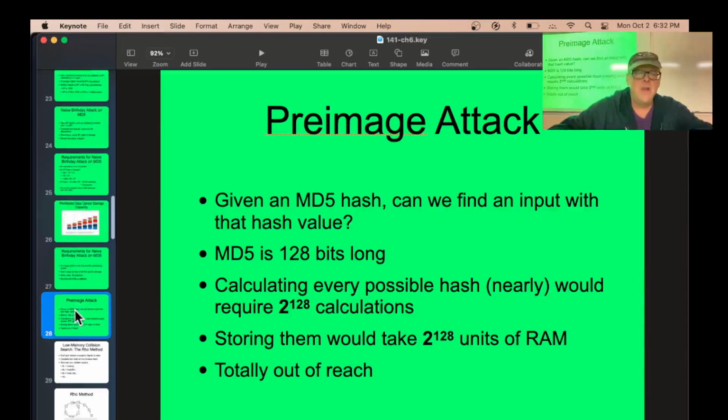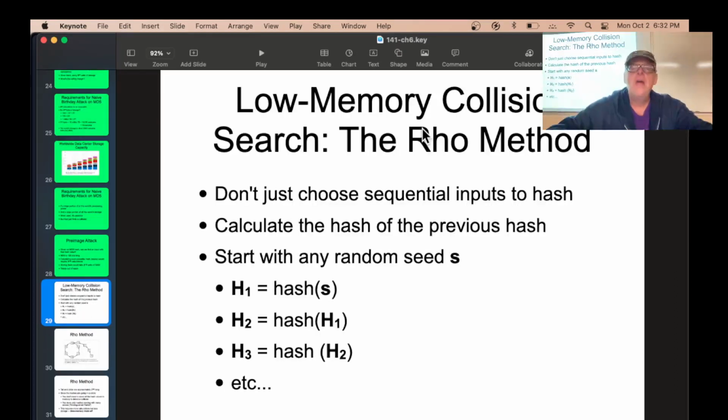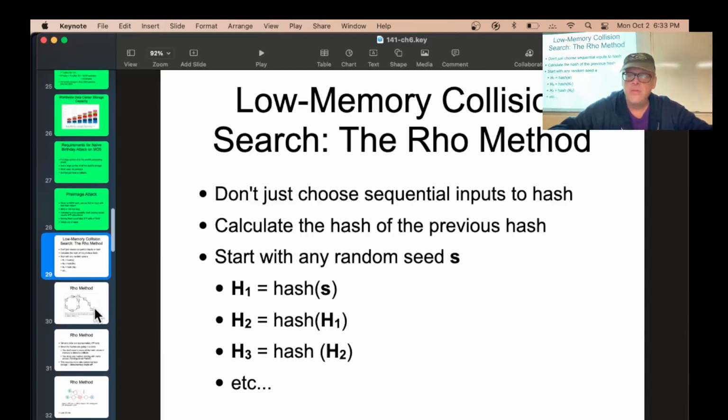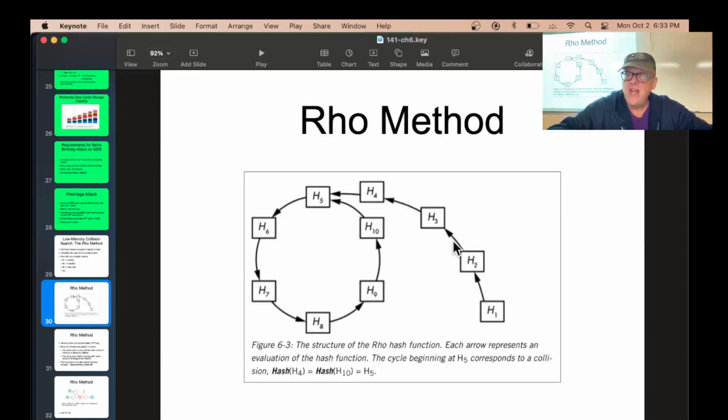All right, anyway, so if you want to find a collision and you want to find it without having to store some huge amount of products, then you use the rho method. So instead of just taking inputs like 1, 2, 3, 4 and hashing them, you hash from a seed, and then you hash the hash and hash the hash. This is the trick. We talked about it before for the project. And so now you have this kind of pattern. This hash goes to there, this hash goes to there, this hash goes to there. Eventually, you'll have a collision where something else hashes to the same value.